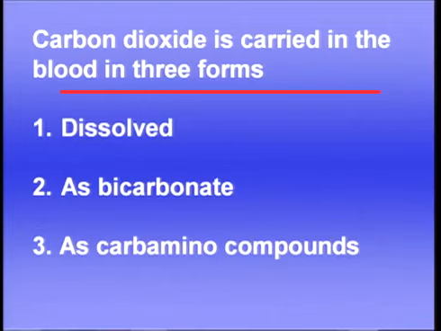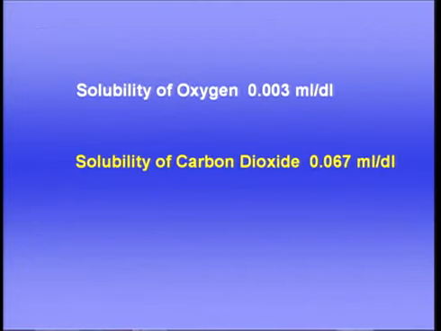And carbon dioxide is carried in the blood in three forms. One as dissolved, secondly as bicarbonate, and third as carbamino compounds. So let's look at these in turn. It turns out that the solubility of carbon dioxide in blood is substantially greater than that of oxygen. We saw that the solubility of oxygen was only 0.003 mils per deciliter. The solubility of carbon dioxide is about 0.067. That's about 24 times greater than the solubility of oxygen.